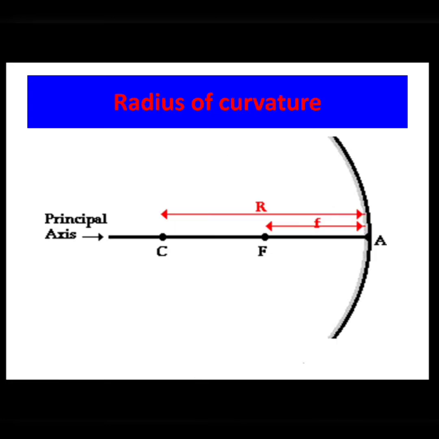Radius of curvature. It is the distance between the center of the sphere and the vertex. It is shown by the letter R. Do you know what is vertex? The vertex is the point of the mirror surface where the principal axis meets the mirror. We can also say it is pole.